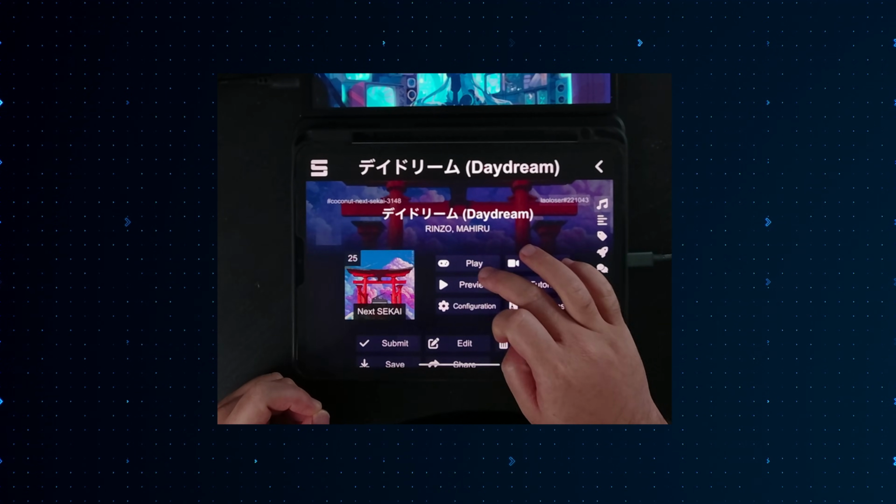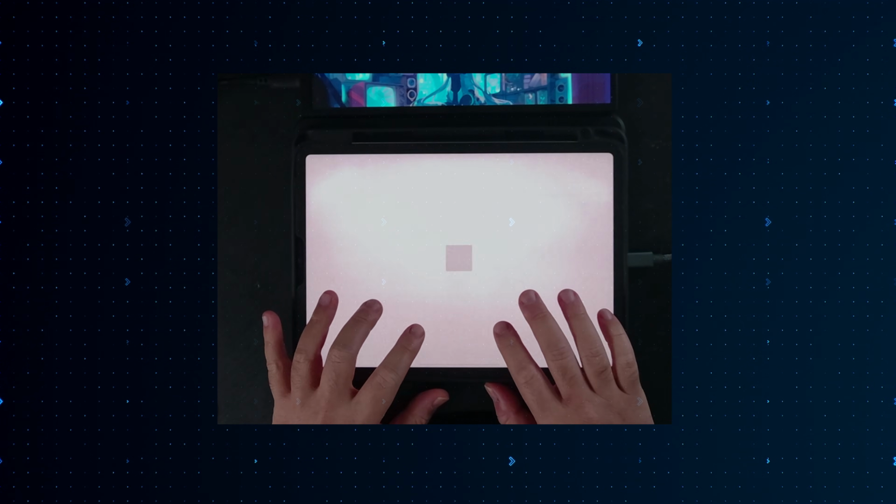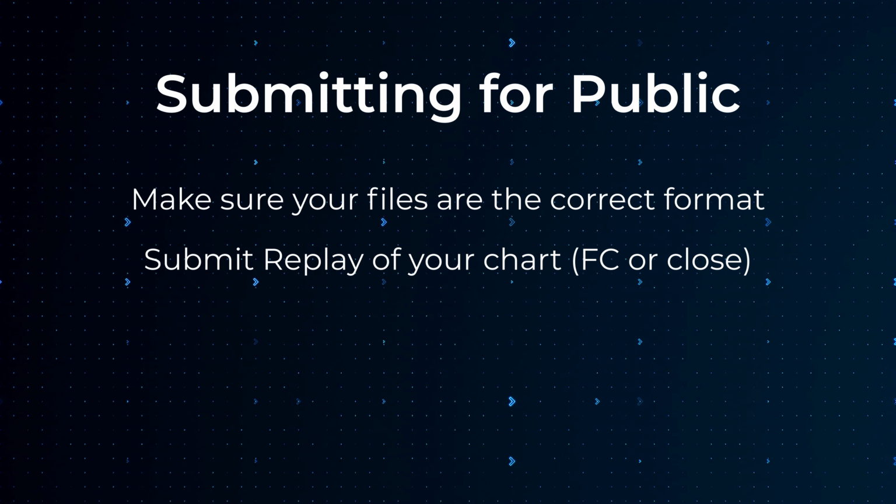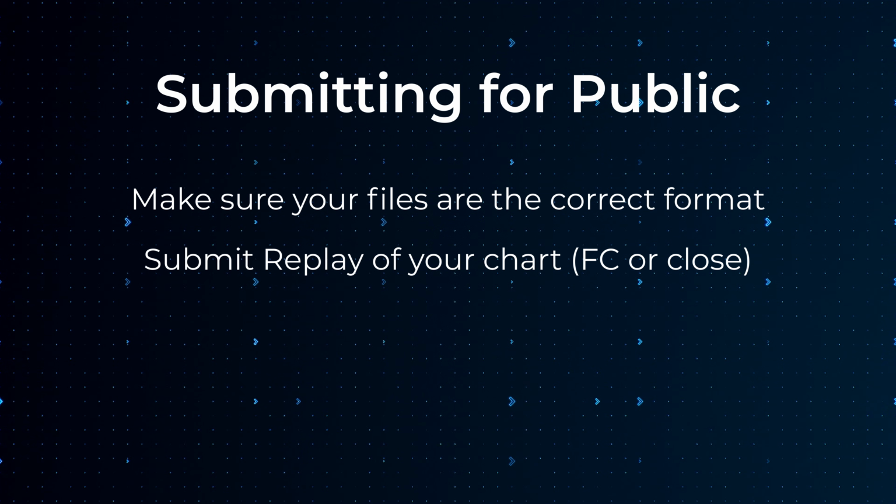Making your song public in the SEKAI server involves a few more steps compared to the UntitledCharts. First off, you have to make sure that you have the right files when submitting. Then you have to submit a replay of you or someone playing your chart and getting a full combo, or at least close to it. This is to make sure that the song is actually playable.